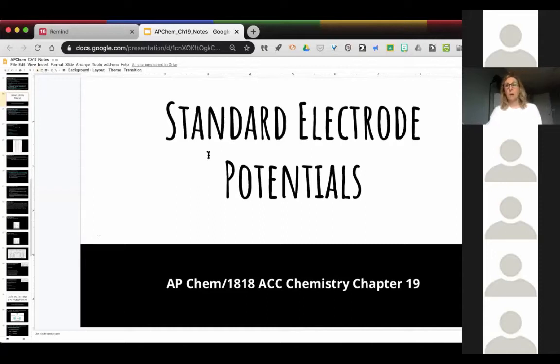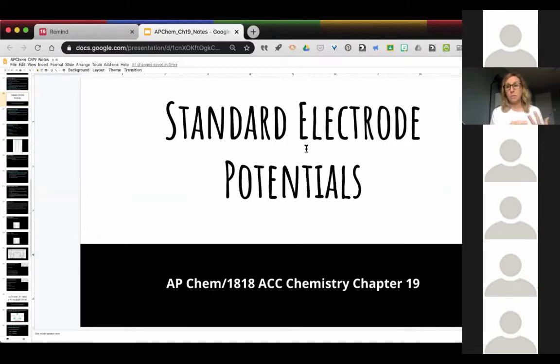Okay, so we are looking at what are called standard electrode potentials. We talked last time about voltaic cells or galvanic cells. What we're going to learn how to do today is, if you have two metals provided, or if you are given the setup for one, you can figure out how to label everything.